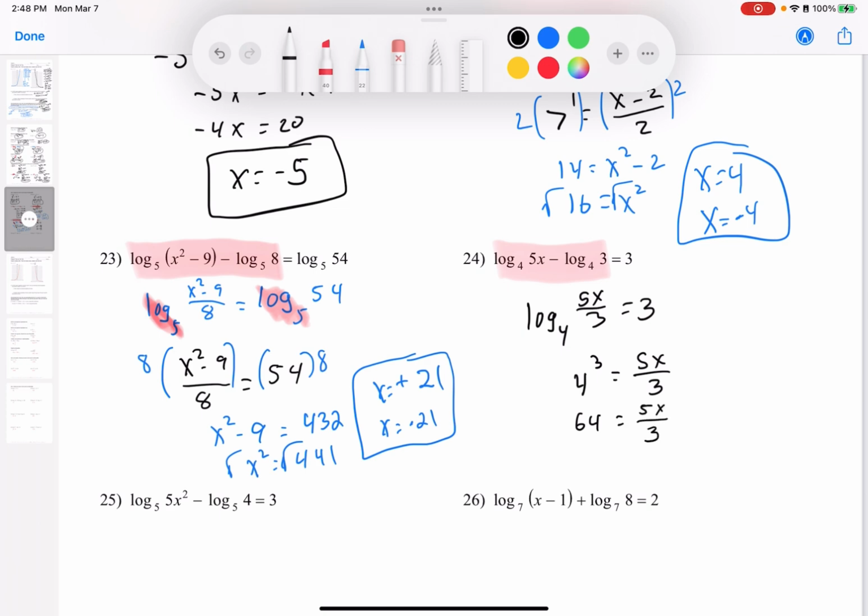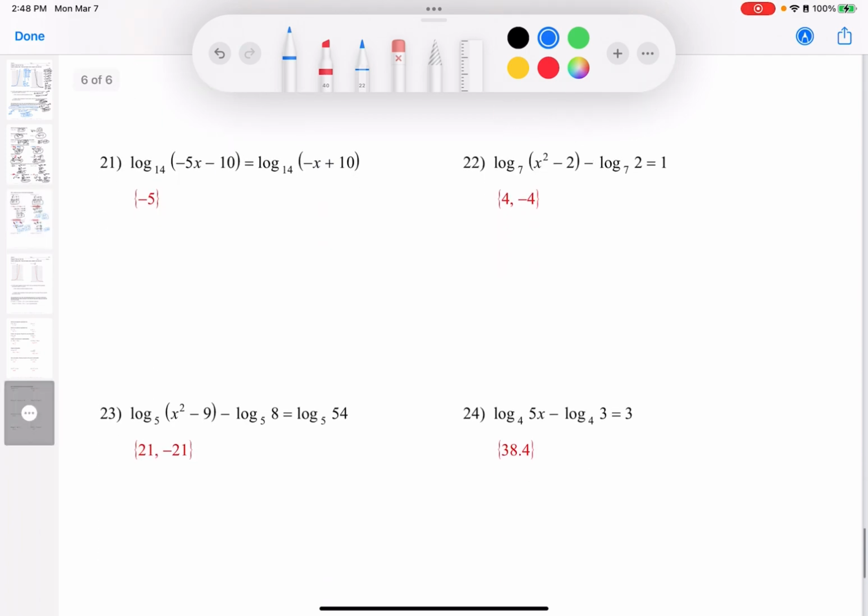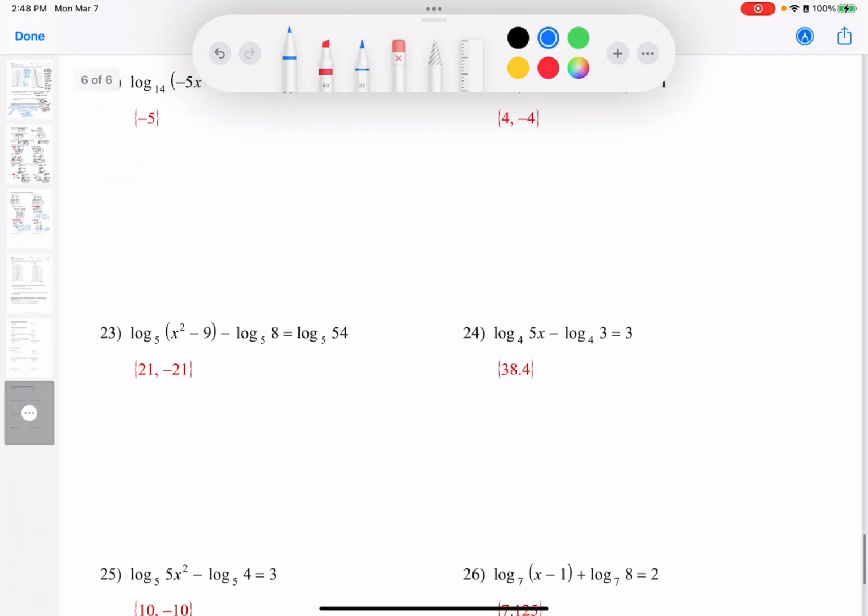You have to get rid of division again. So we're going to multiply by 3. So 3 times 64 is 192. That's equal to 5x. Divide by 5. So x is equal to 38.4, or 192 over 5. Same thing. Double check. 38.4.